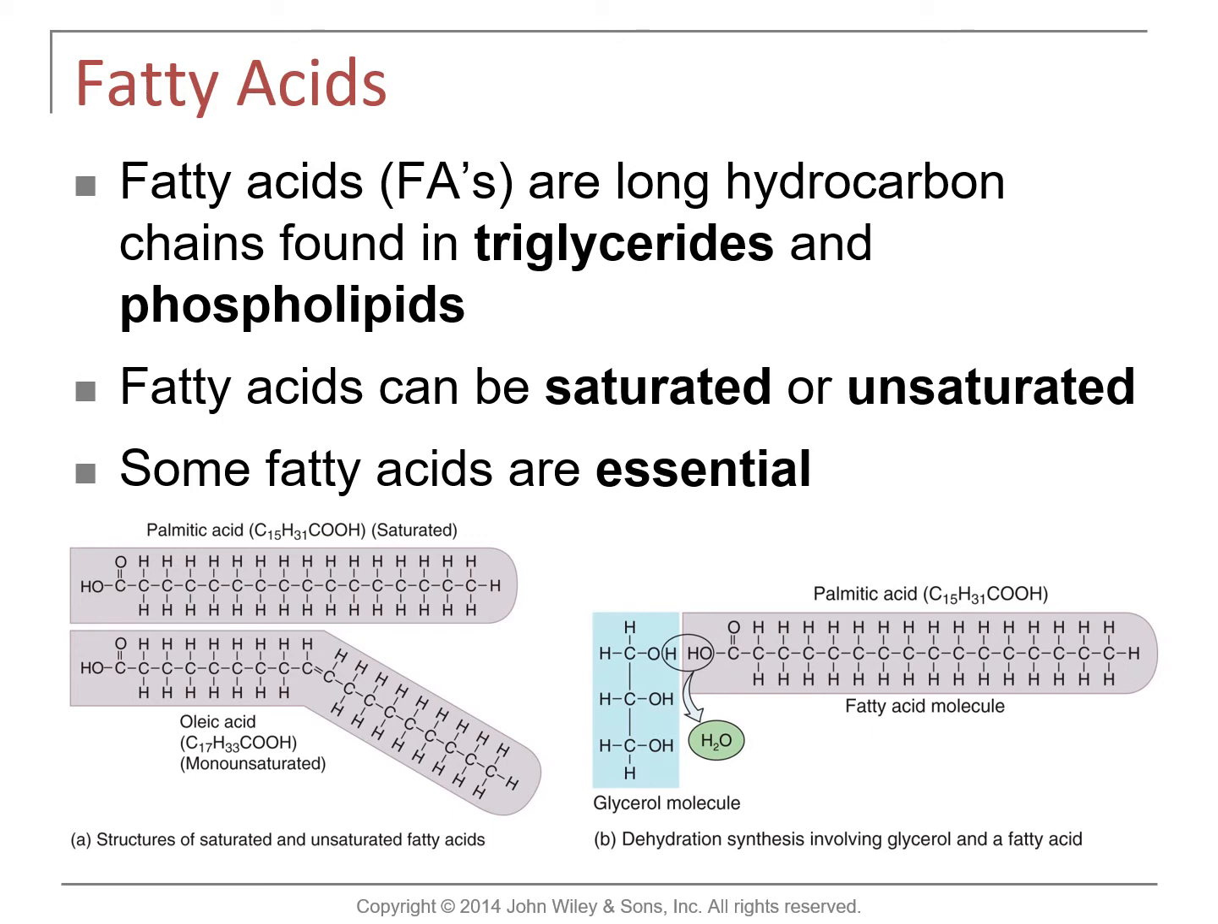Fatty acids, or FAs, are long hydrocarbon chains that make up triglycerides and phospholipids. They are depicted below. So again, lots of carbon with hydrogen, very little oxygen. Fatty acids can be classified as saturated or unsaturated. Saturated fatty acids have carbons that are saturated with hydrogen and no double bonds. Because of that, these fats tend to be linear in shape and packed together very well. And because of that, they tend to be solid at room temperature and are called fats.